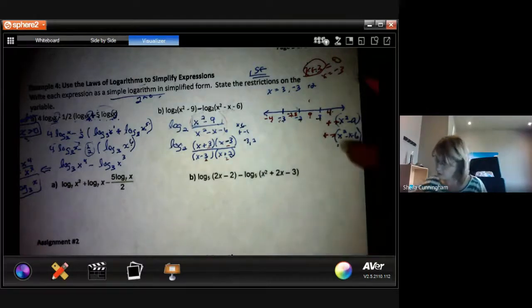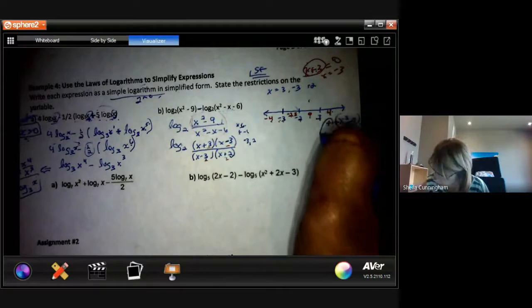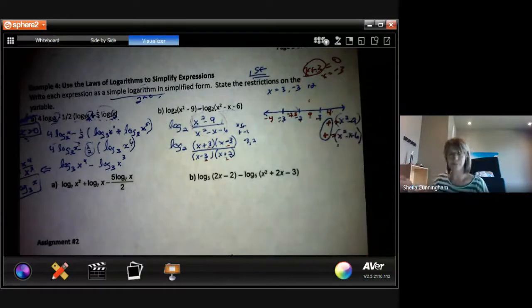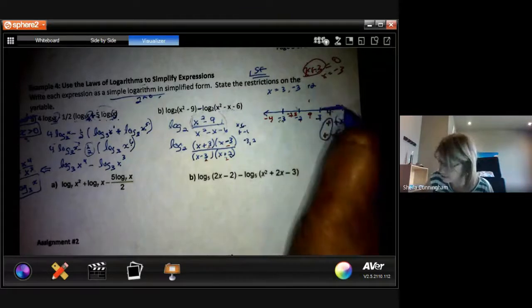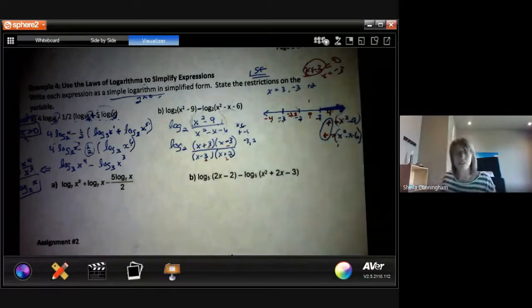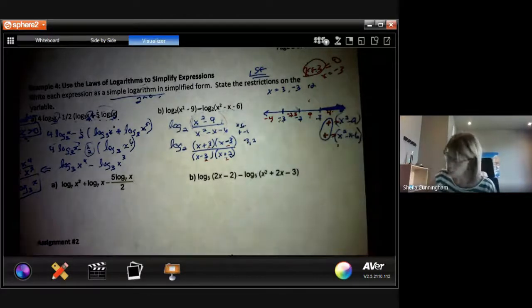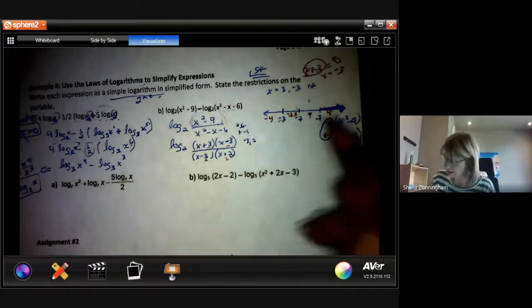So this is what I'm looking for, to make sure that both become positive. If both of them are positive, then that means this section of the graph is part of my restriction. That's a good thing. That's where I'm going to see positive values that are going to work in my logarithm. So then I go on and I've got to do each section like that, okay?